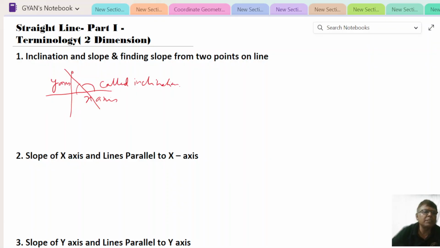It's not about only the x-axis, it can be the y-axis also. So this angle or this angle will be called inclination with the y-axis. Which angle you will take will be clearly given in the question. Or if it is not given, then you take from the positive direction or anti-clockwise direction.